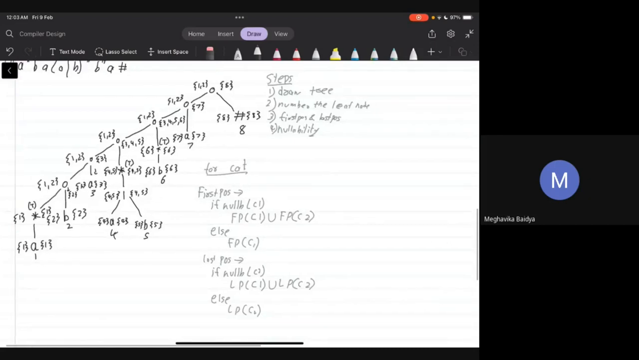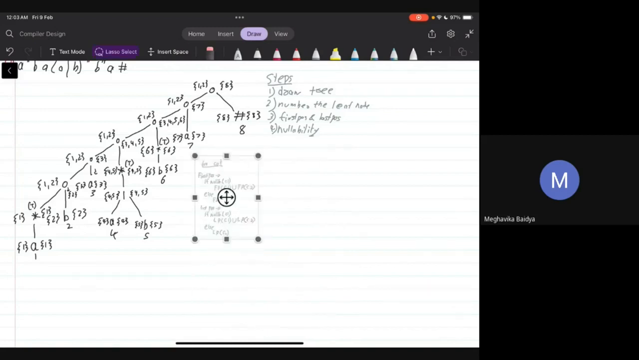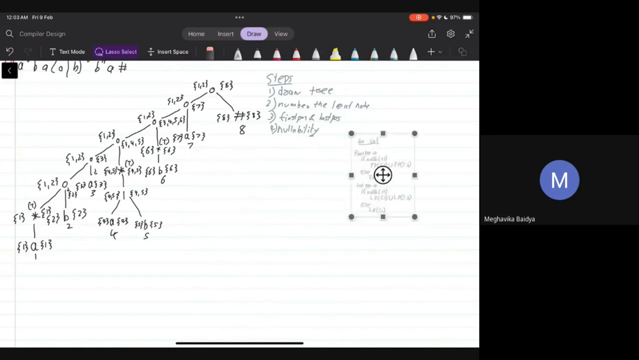I'll put this on the side. We'll put this here. And so four steps are done, which are first pos, last pos, and nullability. Then the fifth step is this one, follow pos.